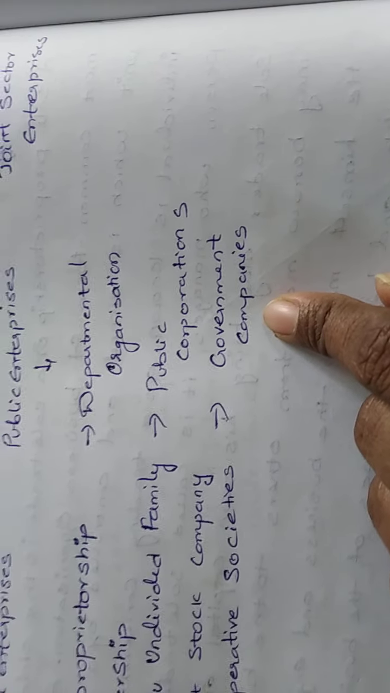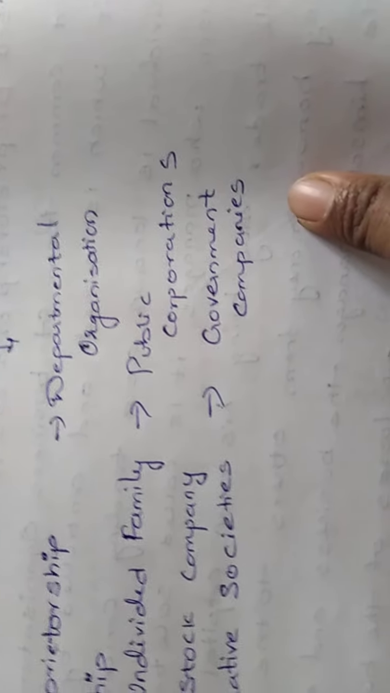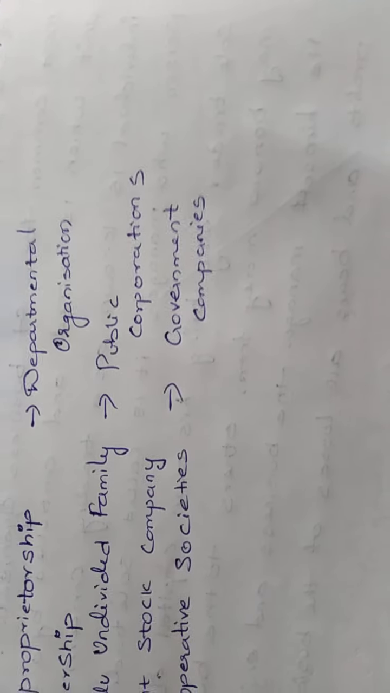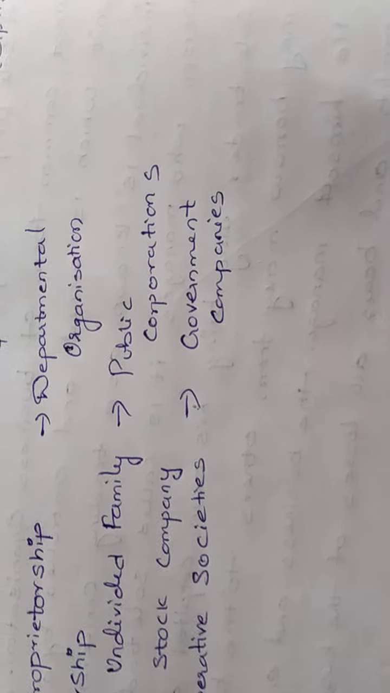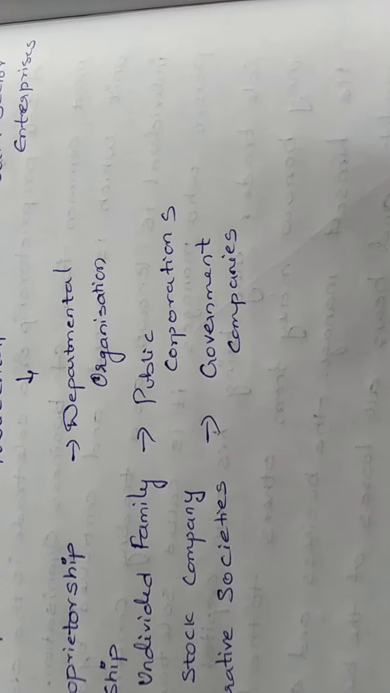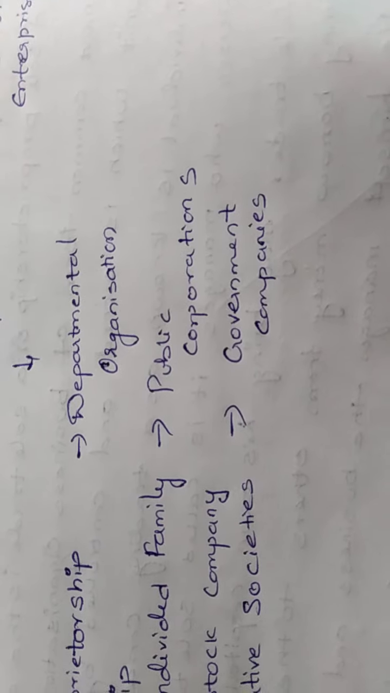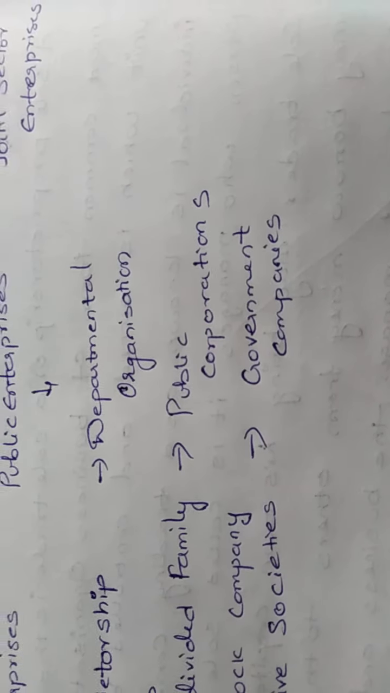Next, coming to the government companies. Government companies are those where total control will be in the hands of the state or central governments. The companies which are started by the government, their control and management, everything will be in the hands of the government only. So these companies are called government companies.